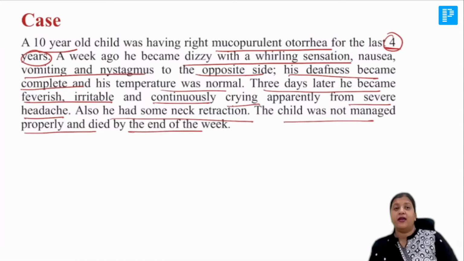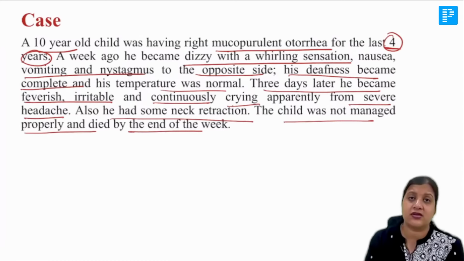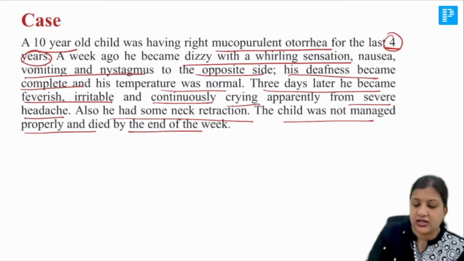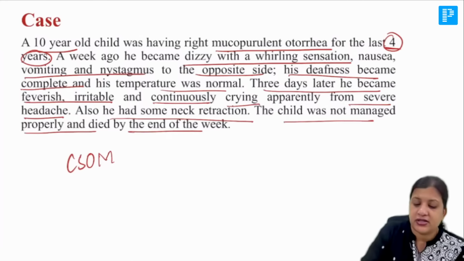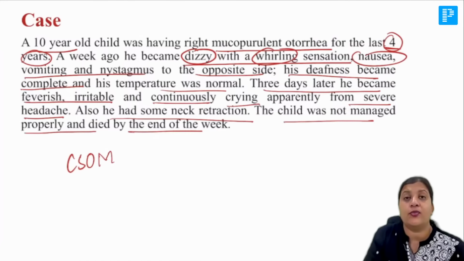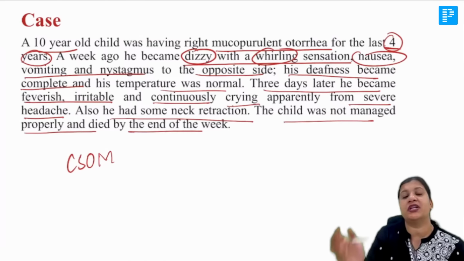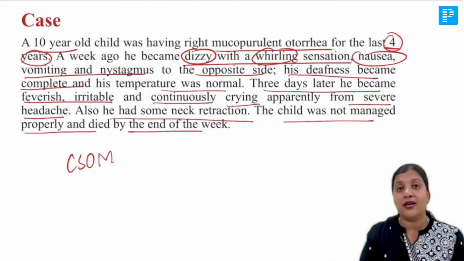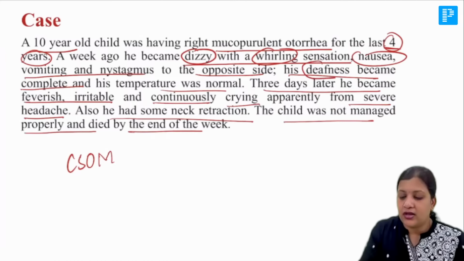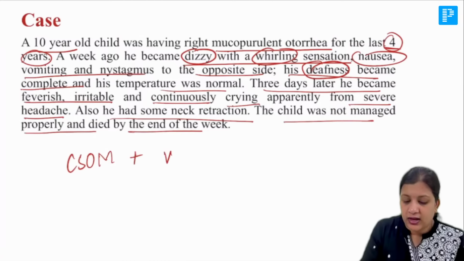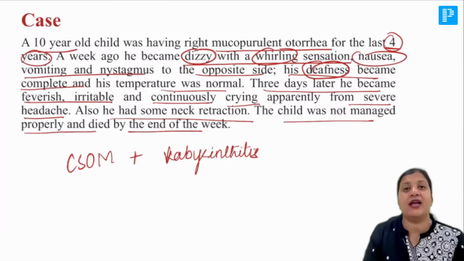See, whenever there is a child or a patient who has a 4 year history of mucopurulent ear discharge, are we thinking about chronic suppurative otitis media? Yes. Now the patient is having dizziness, whirling sensation, nausea, vomiting. Does that indicate that the patient is probably going to a complication where the disease has spread from the middle ear to inner ear? And whenever there is an inner ear involvement, will the patient have vertigo? And will there be sensory neural hearing loss? Yes. So now I know that the patient has labyrinthitis because the patient is having vertigo and SNHL.